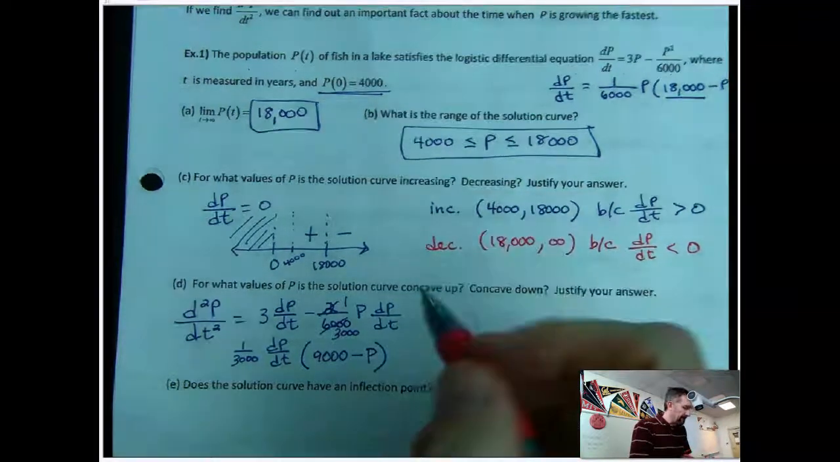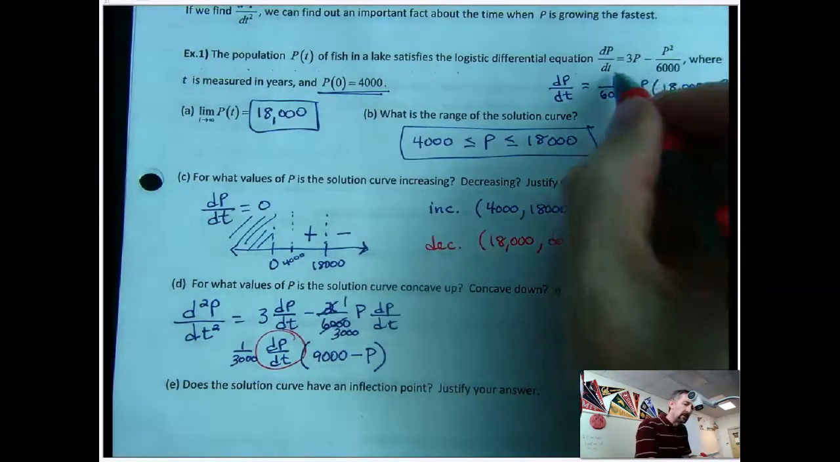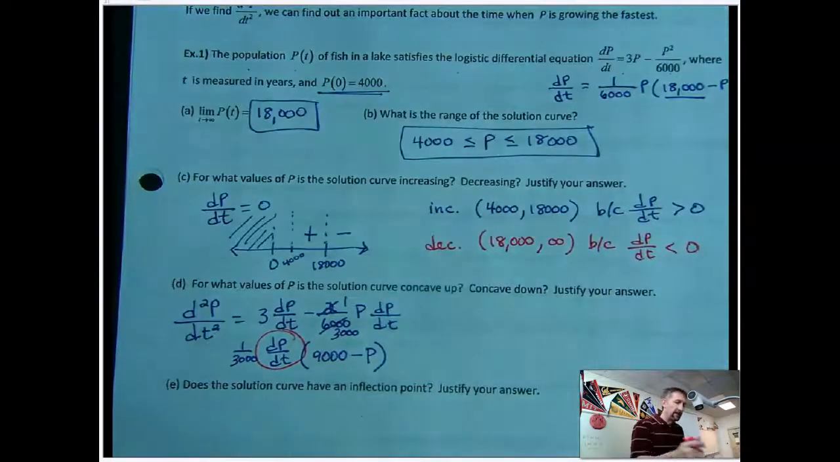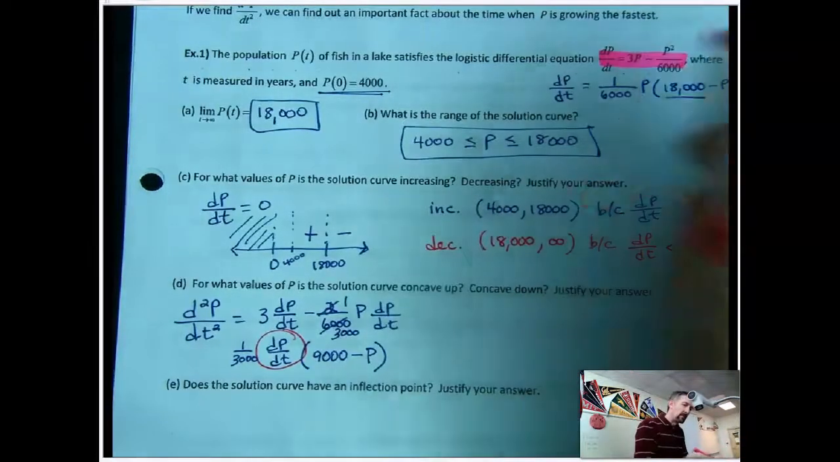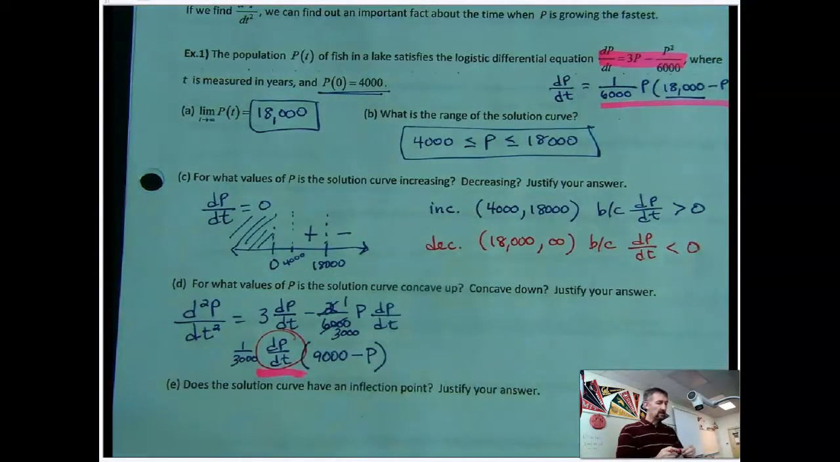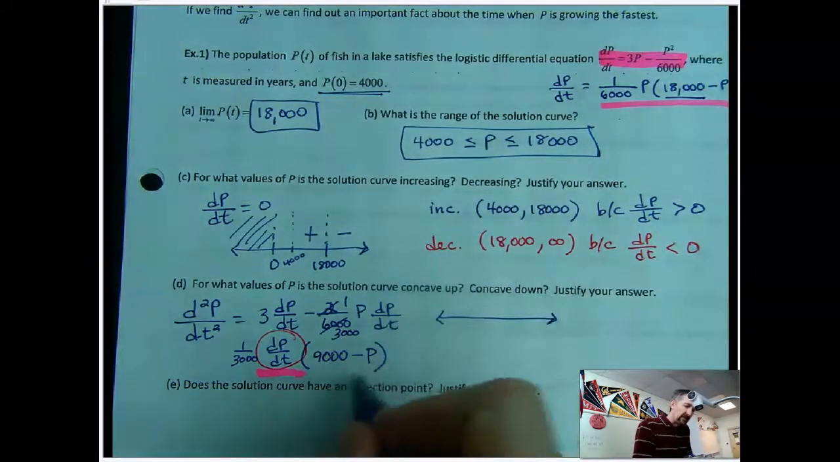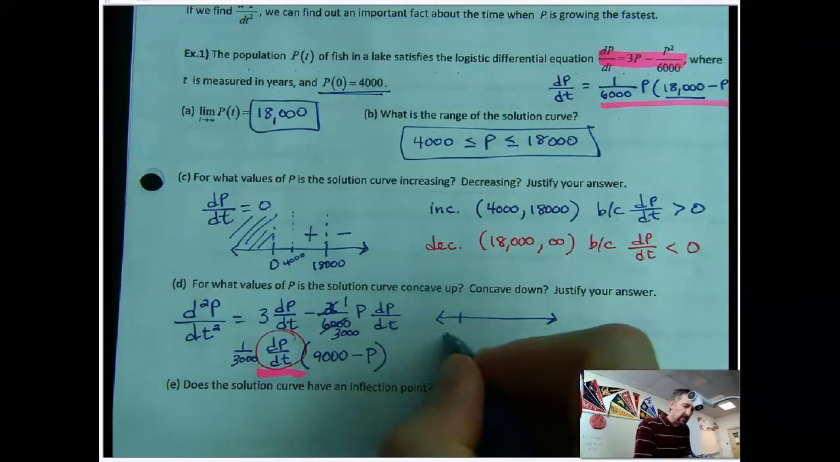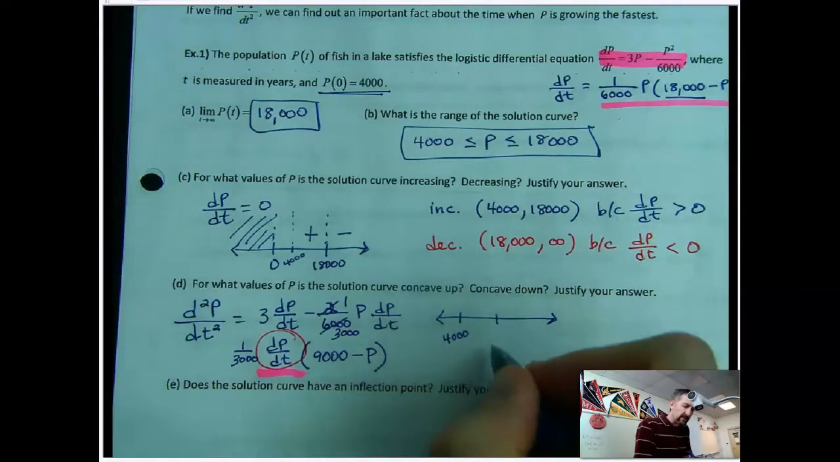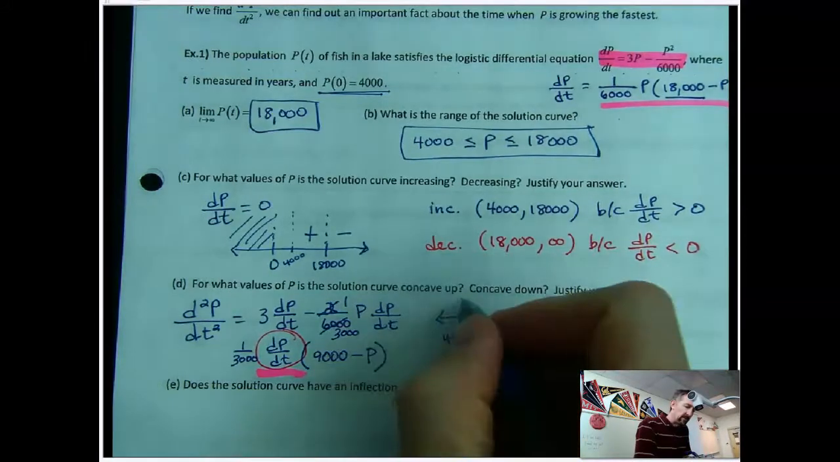Now, dp dt is up here, and we factored it to this also. So now if we think about our sign chart again, we're going to have this added value of 9,000 here. So really I want to start this off at 4,000 and 9,000 and 18,000.